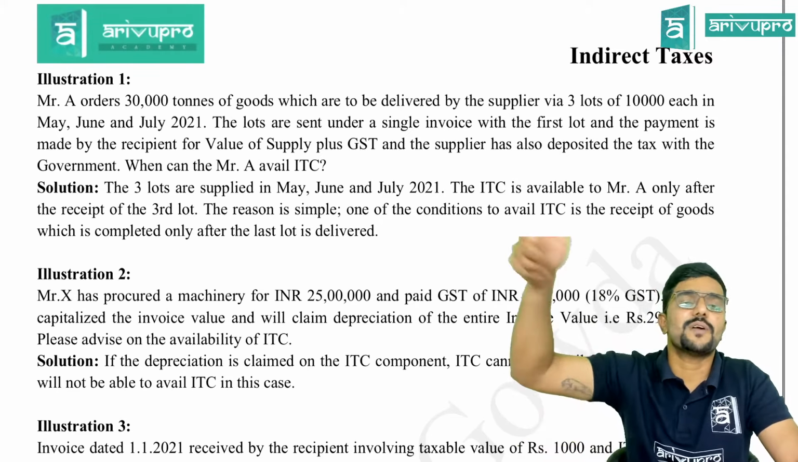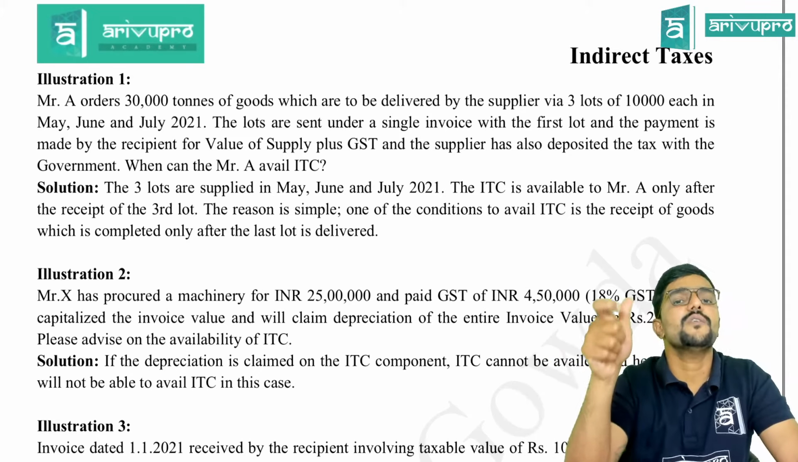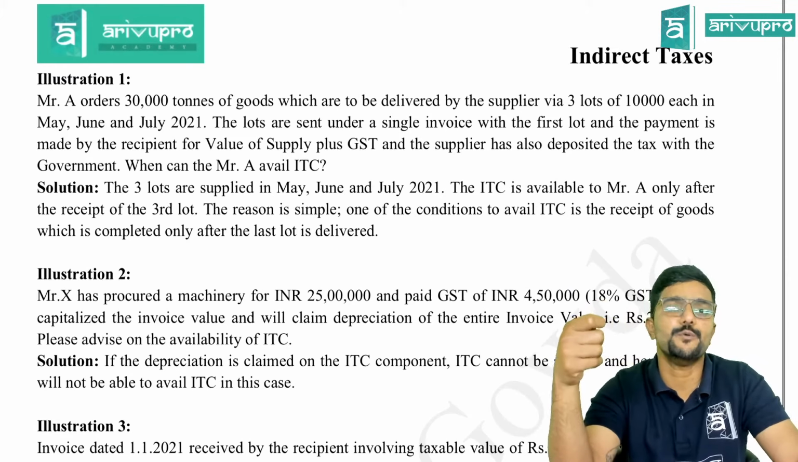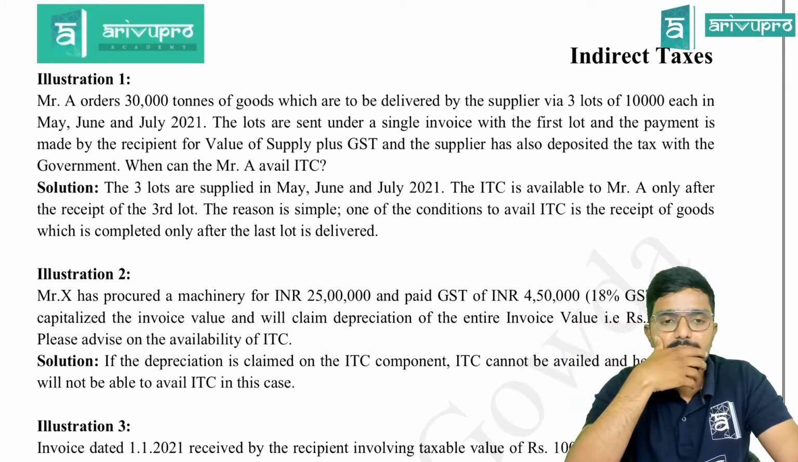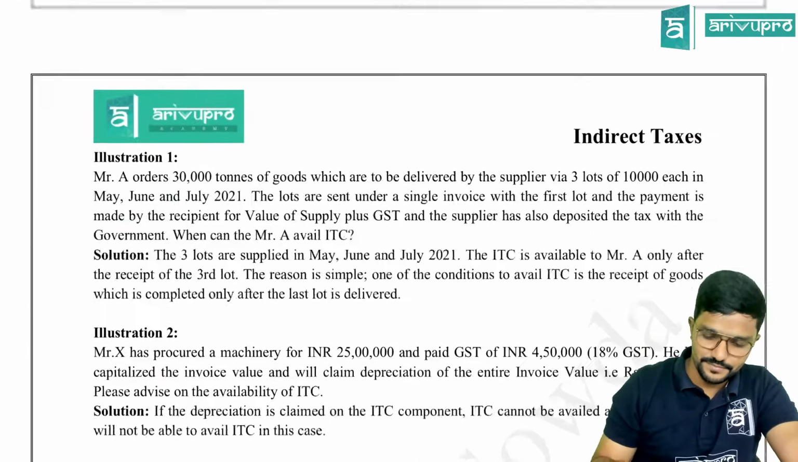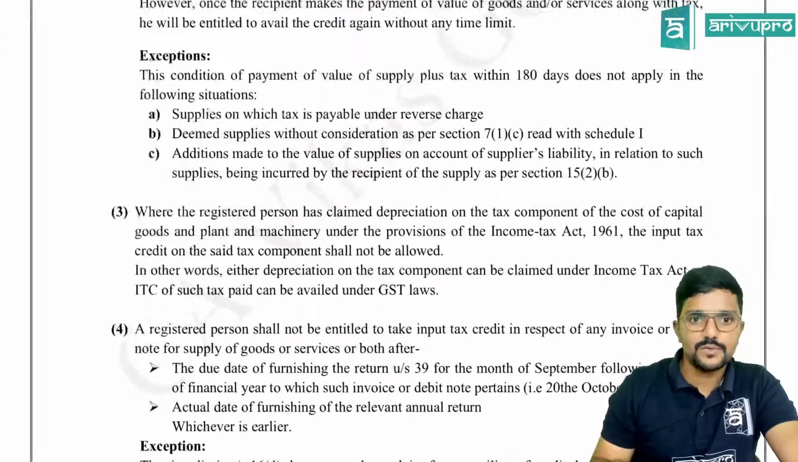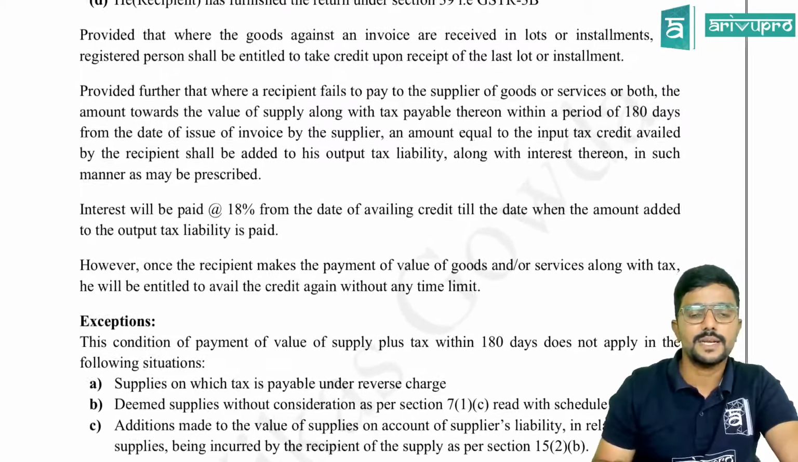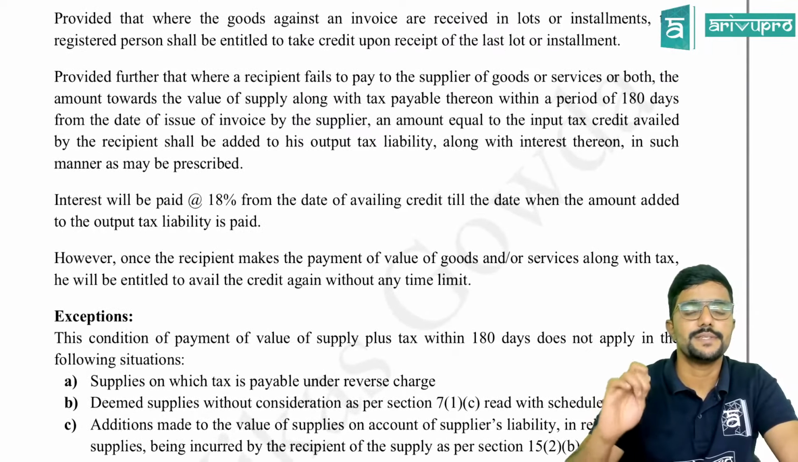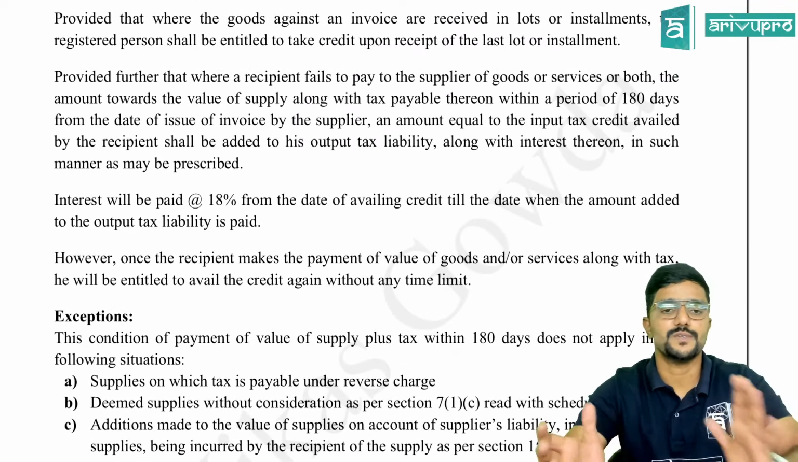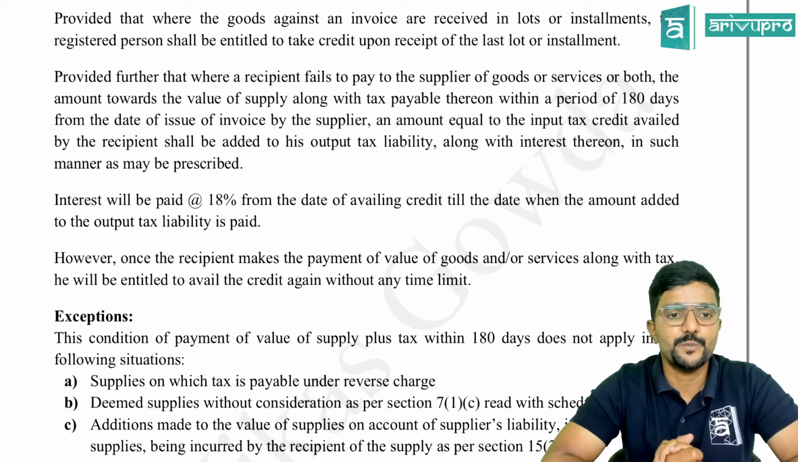Wherever provided is given, guys, that will be called a proviso. Proviso to section 16(2). Clear? Yes, sir. So only after receiving the 3rd lot, the recipient can claim the credit. Okay. Next proviso for section 16(2).